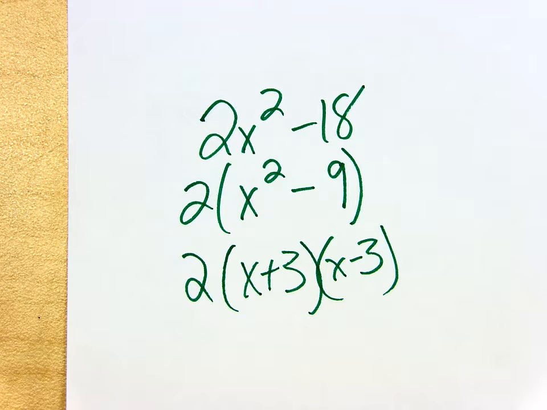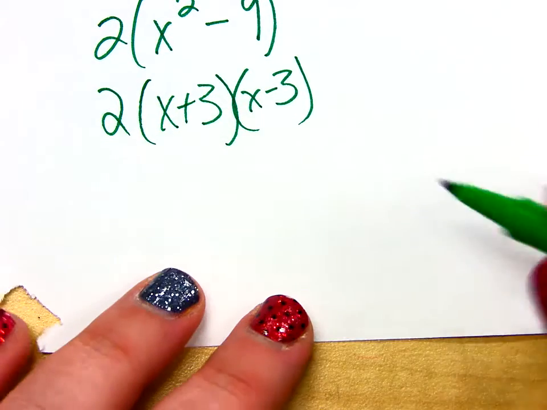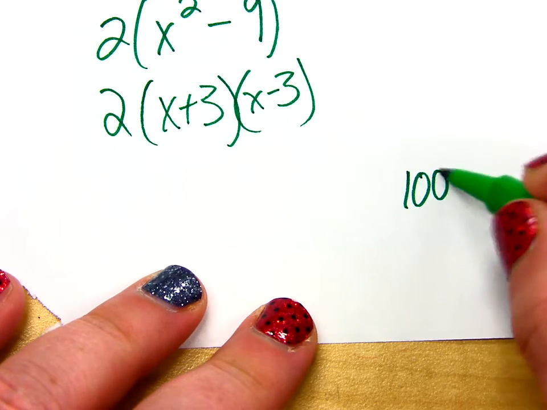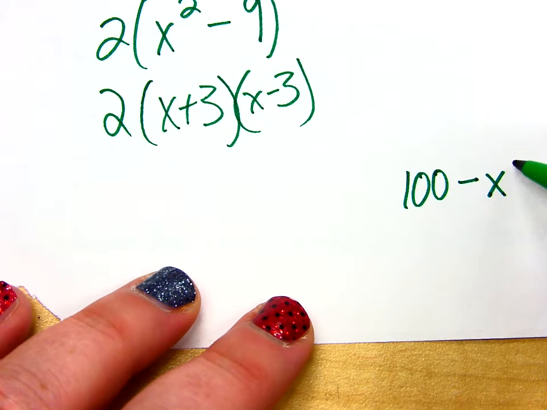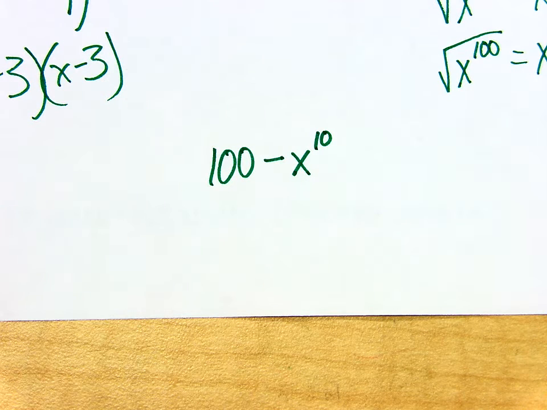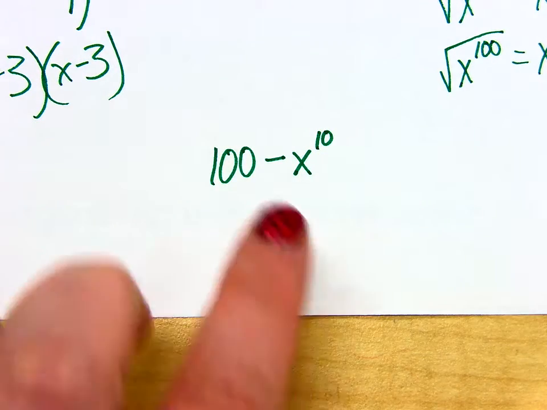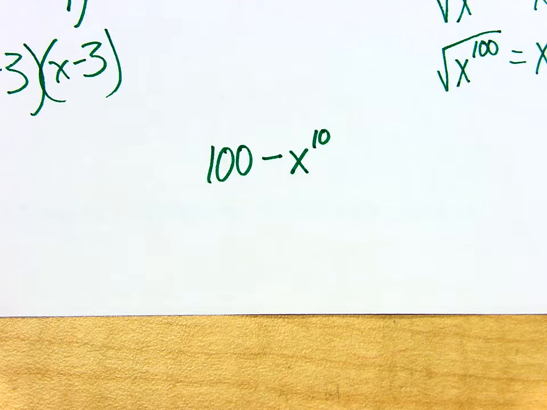Not too bad, right? Ready for me to try and trick you? Okay, good. What if I gave you something like this? Is there anything to take out? No. Is it the difference of two perfect squares? It is. 100's a perfect square, and x to the 10th is a perfect square, and I have a minus, so I should be able to factor this.